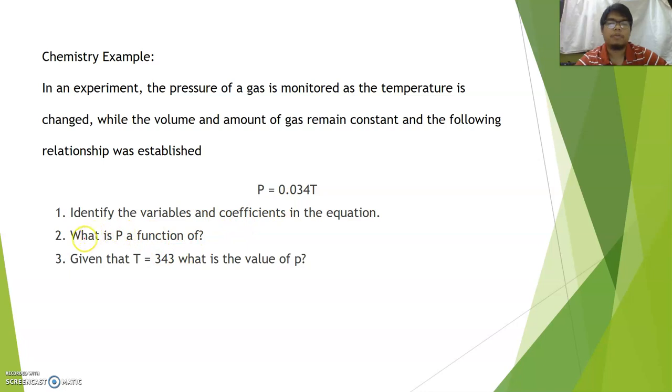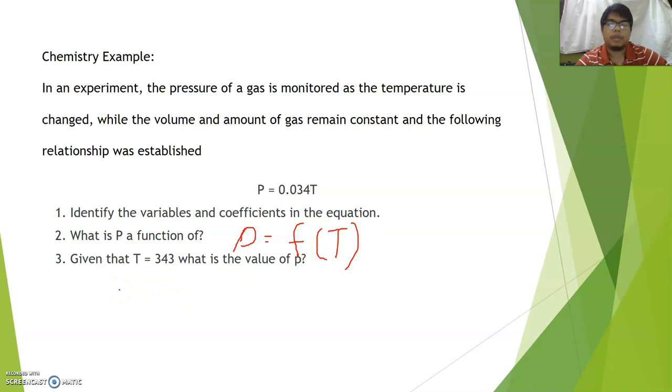So if we want to make the function, or the second question, what is P a function of? So what we can do is P equal to function of T.